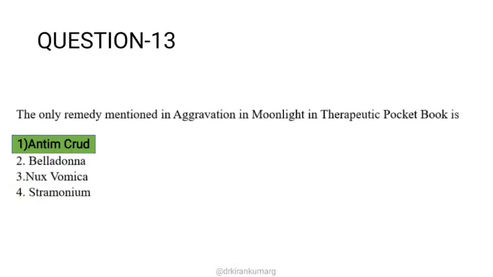The only remedy mentioned in aggravation in moonlight in therapeutic pocketbook. Again, it's a single drug rubric from the chapter aggravation from BTPB. There are many single drug rubrics asked in AIAPGET 2022, especially from BTPB. So your area of interest will also be single drug rubrics from different chapters of all the three basic repertories. The only remedy mentioned is anti-crude. There is a separate chapter aggravation in BTPB, under that the direct rubric moonlight is mentioned, and under that the remedy is anti-crude.